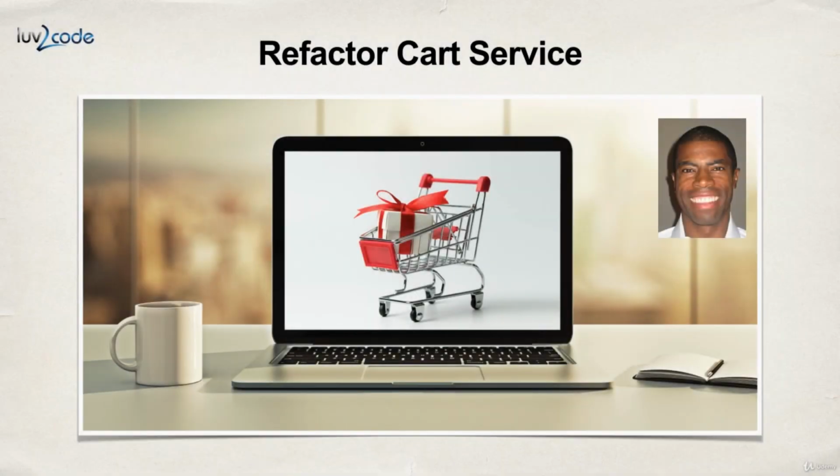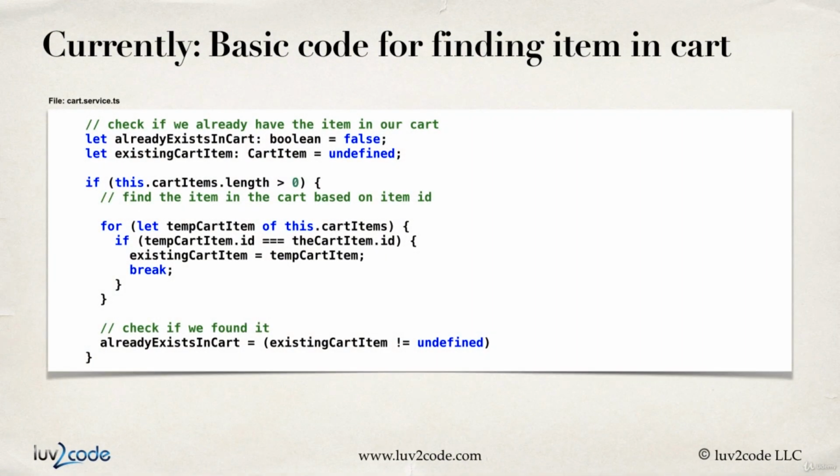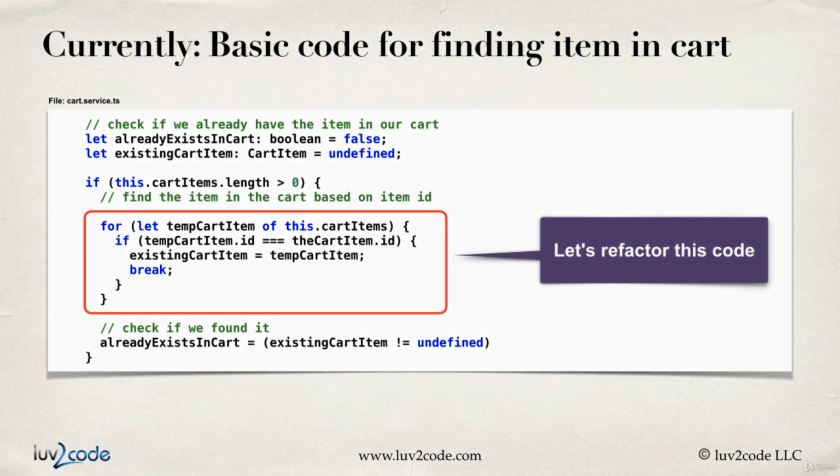In this video, we're going to refactor the cart service. Currently, we have some very basic code for finding an item in the cart. So we have this for loop. We loop over each item in the cart and we make some comparisons. This is the code that we're going to refactor by using a special method available for arrays.